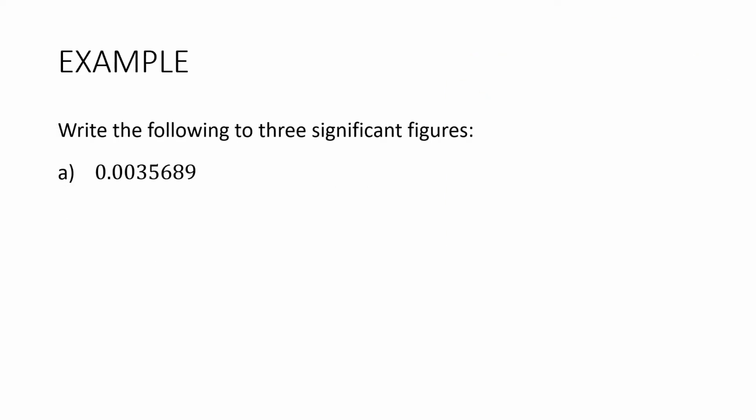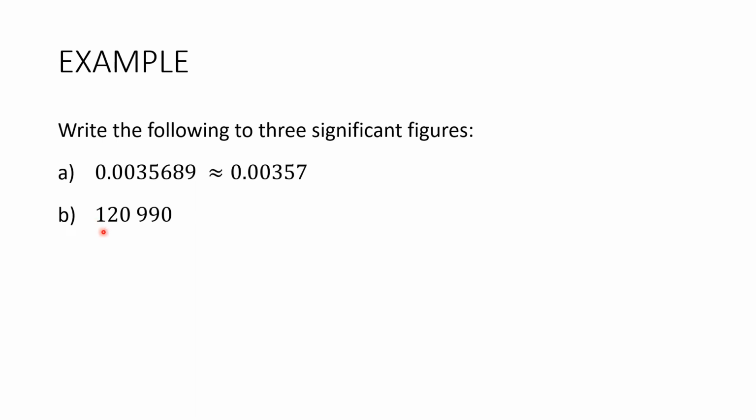Now, occasionally you might be asked to round an answer to a certain number of significant figures, and we follow the normal rules for rounding. So in this case, we want to keep the 3, the 5, and the 6, but we want to throw away this 8 and 9. But it's too big to throw away because that 8 is greater than or equal to 5, so we're going to round up. So this is approximately equal to 0.00357.